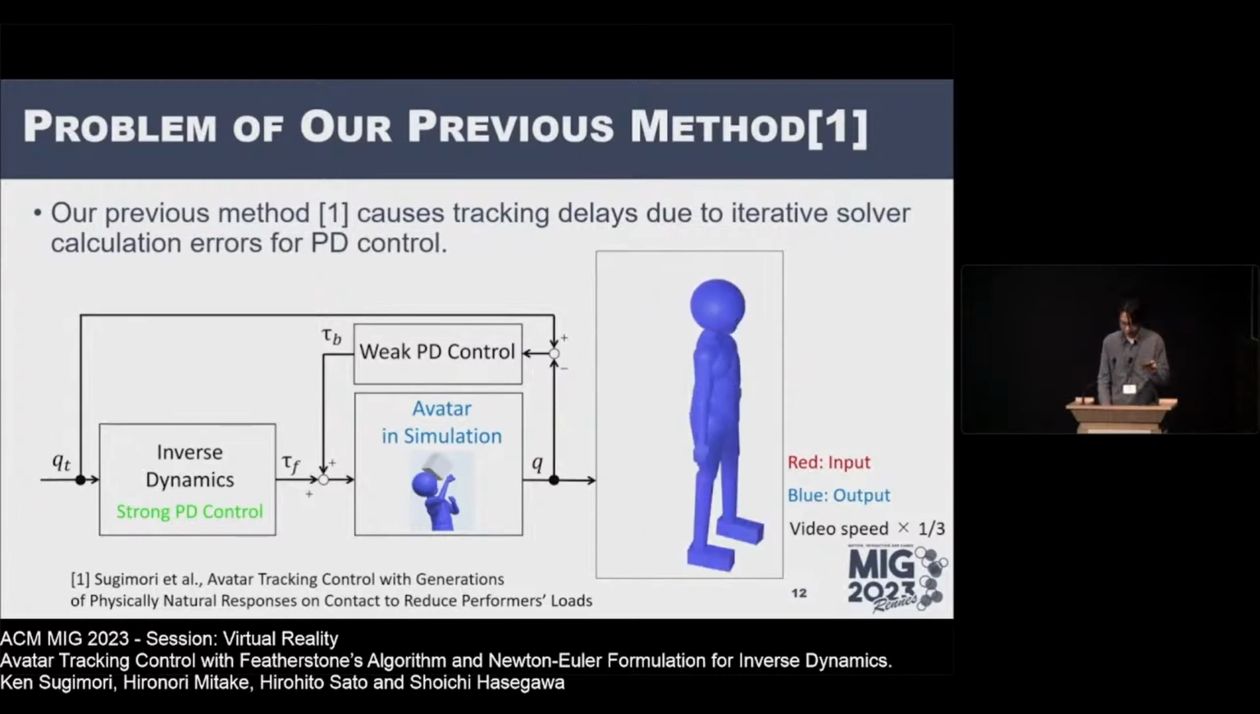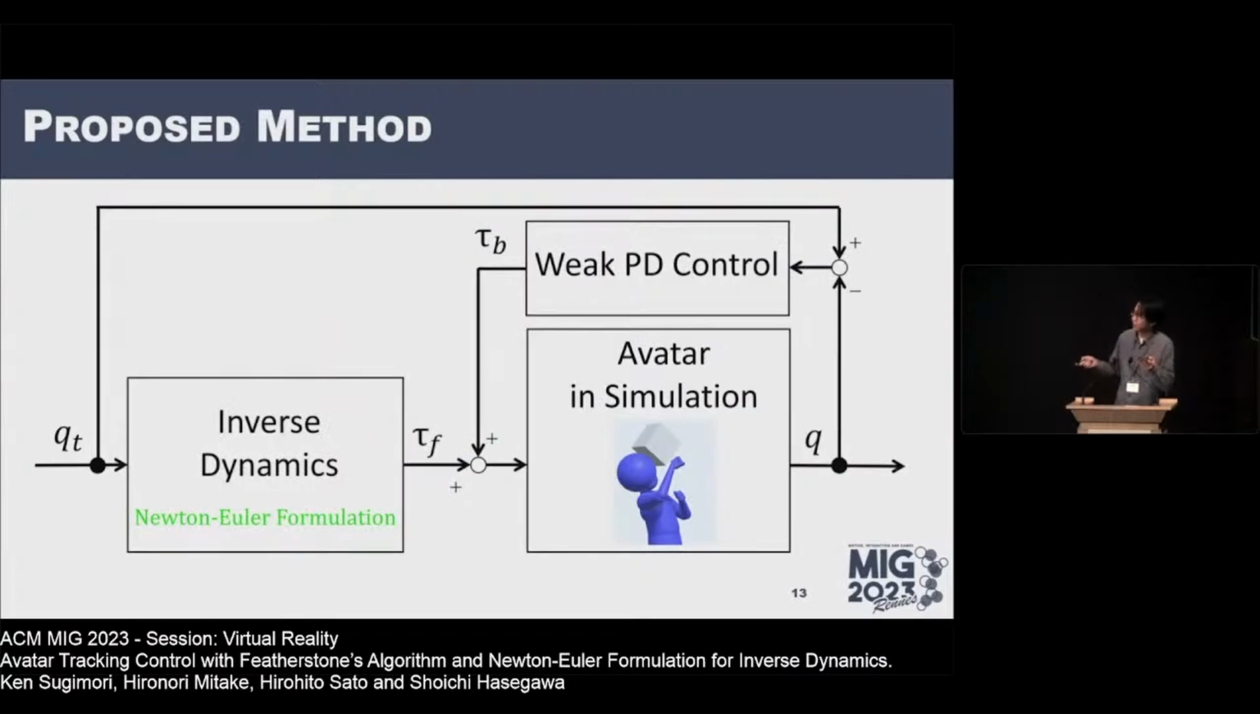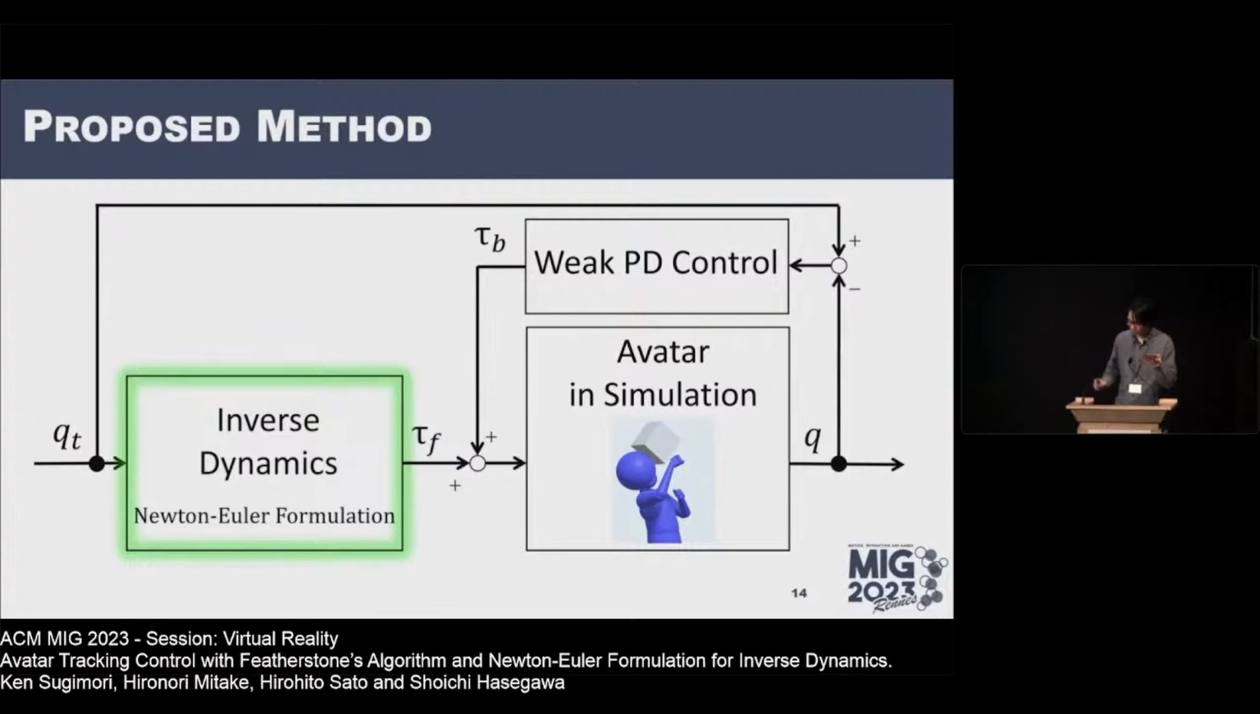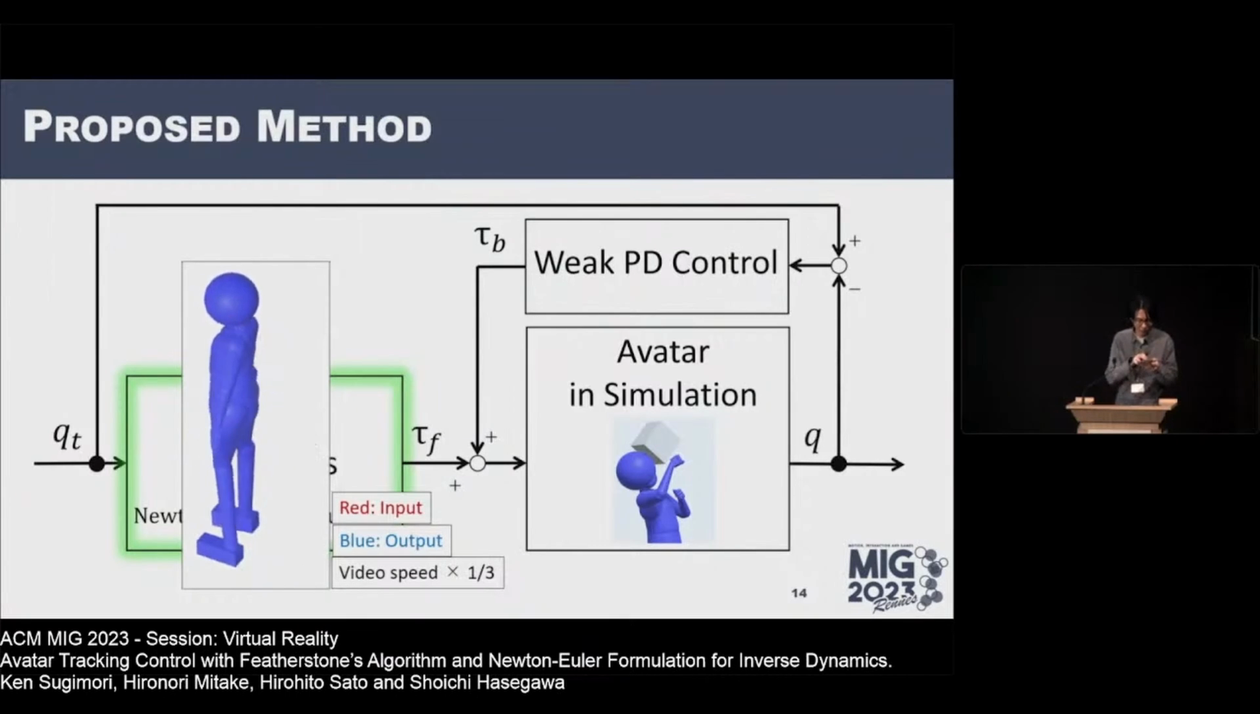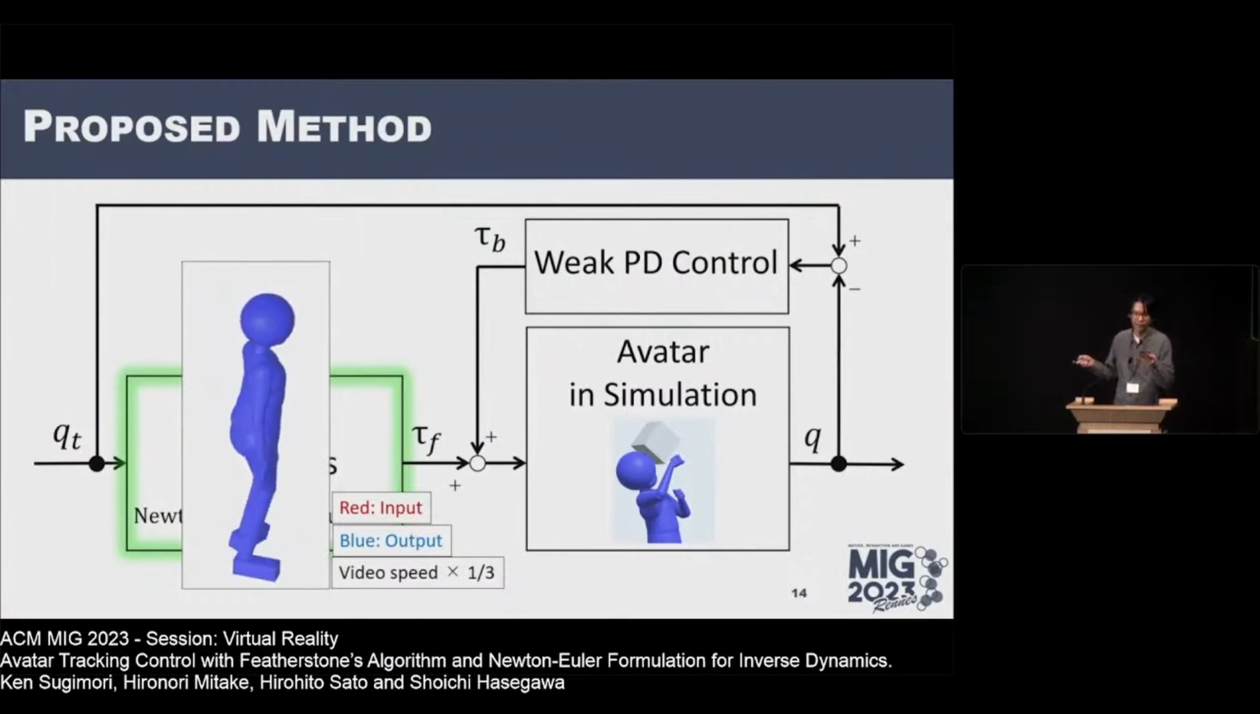To solve this, I propose this system. For inverse dynamics, we used the Newton-Euler Formulation, which is formulated to deal with changes in the structure of characters. By the Newton-Euler Formulation, the input and output overlap like this. The avatar is tracking accurately.